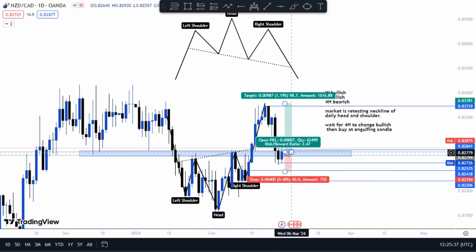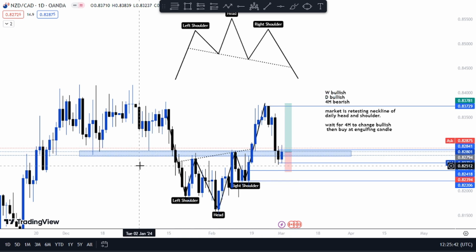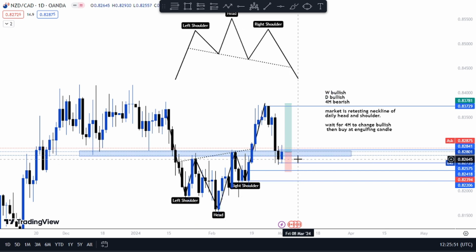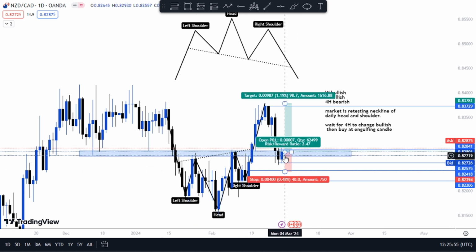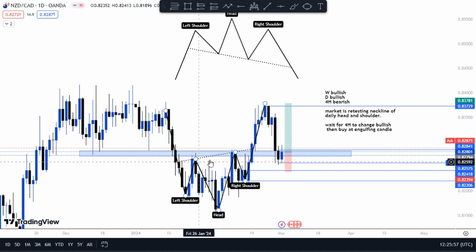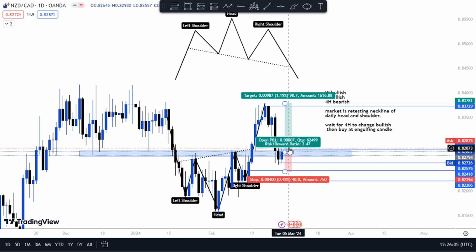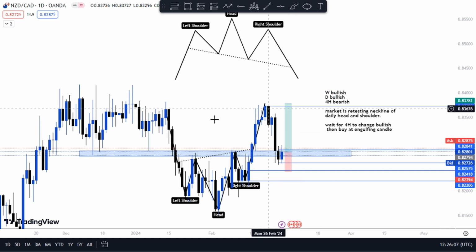So I'm expecting a pullback, which has happened to my area of interest. If you have seen this, this has been a resistance level, resistance, tend to support, resistance, tend to support. As you can see, support, resistance, support. So the market has respected this zone a lot. So as the market has approached this level, it is very, very possible that the market will head all the way to the upside.